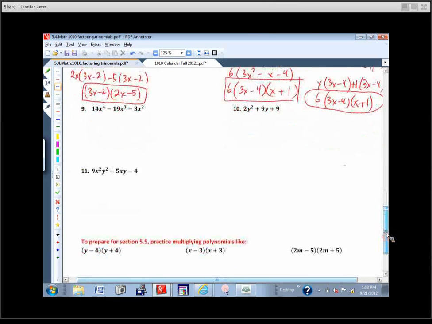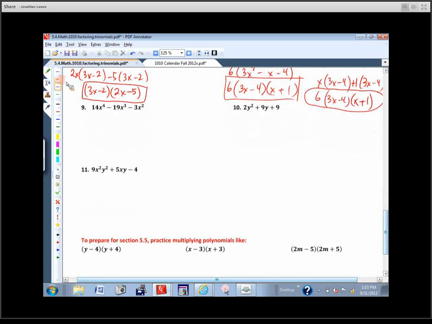Okay. Anything else? All right. Let's take a quick look at this next one. Take out an x squared. You're left with 14x squared minus 19x minus 3. To me, that does not look like it should factor. How could we check to see if it does? Multiple of 14. Okay, 14 times negative 3 is negative 42. I'm looking for numbers that multiply to be negative 42 and combine to be negative 19.